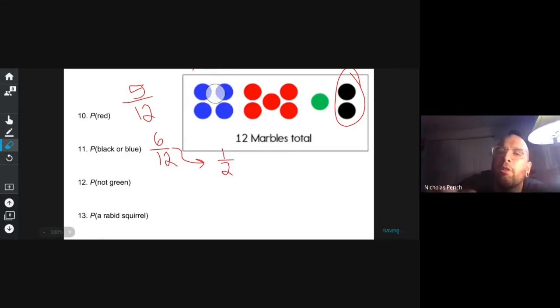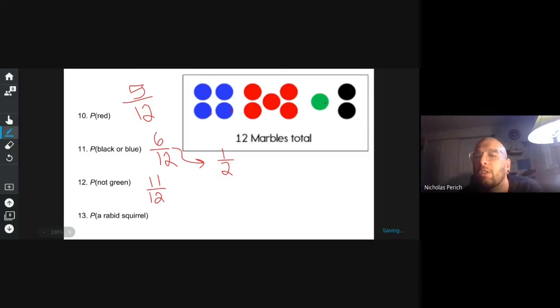What's the possibility of me getting non-green? Let me see. 1, 2, 3, 4, 5, 6, 7, 8, 9, 10, 11. I didn't mean that one. 11 of them are not green out of 12 possibilities. Easy peasy. What's the possibility of me getting a rabid squirrel? None of these are rabid squirrels, so 0 is the possibility of me getting a rabid squirrel.